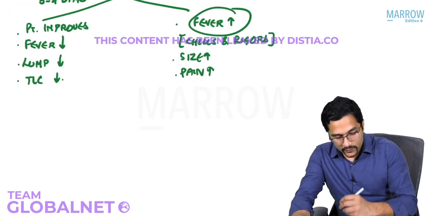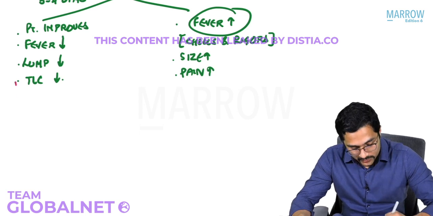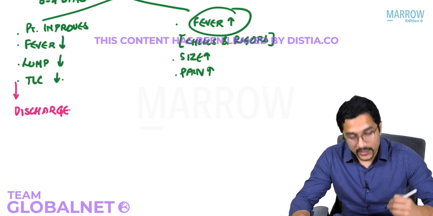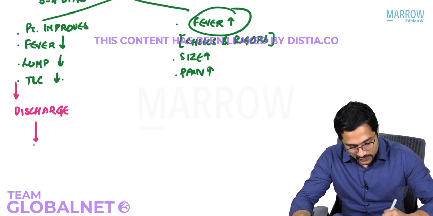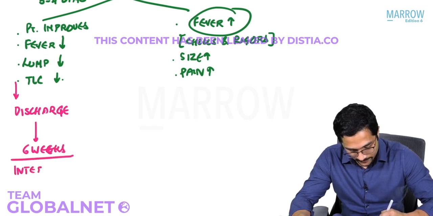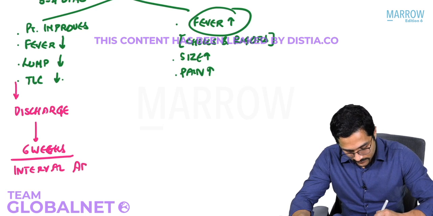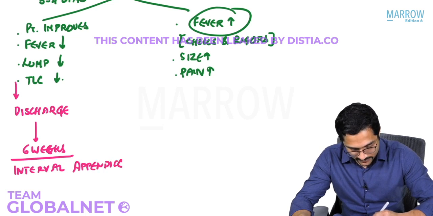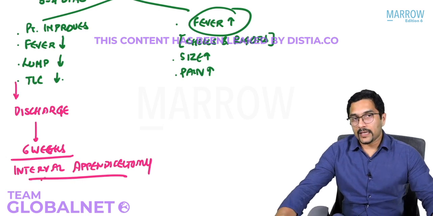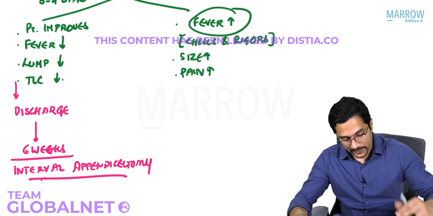In the first scenario, if the patient improves, we are going to discharge the patient. We will discharge the patient and we will call the patient after 6 weeks for an interval appendicectomy. Interval appendicectomy means when the inflammation has settled down, then we will carry out an appendicectomy. That is known as interval appendicectomy.